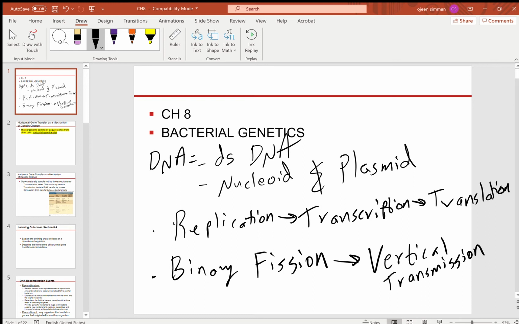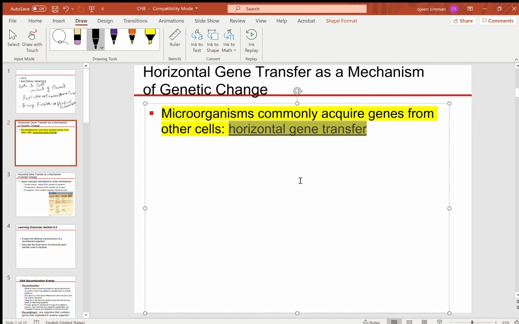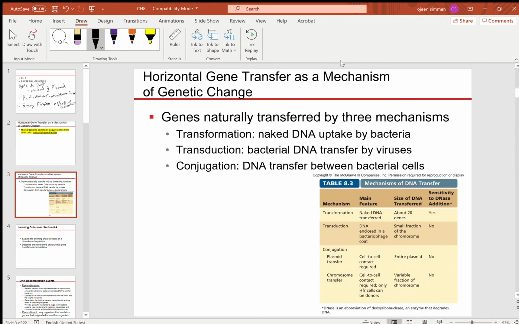Now, bacteria also have another way through which they transfer DNA. The other way is called horizontal transmission, horizontal gene transmission. And that's basically what we are gonna focus on in chapter 8.